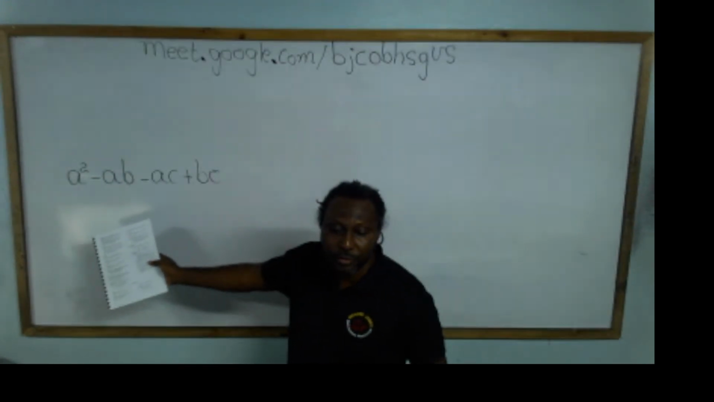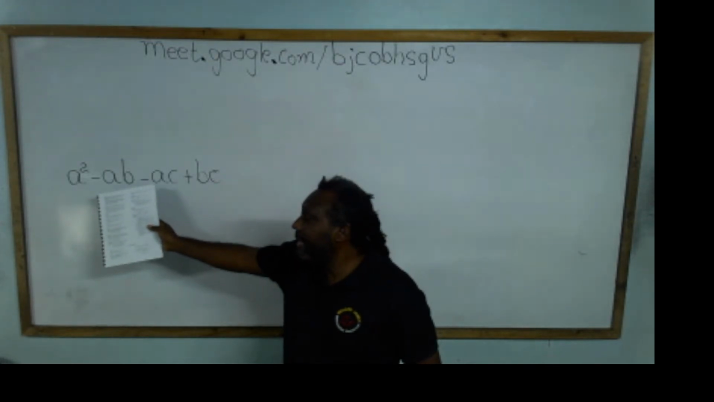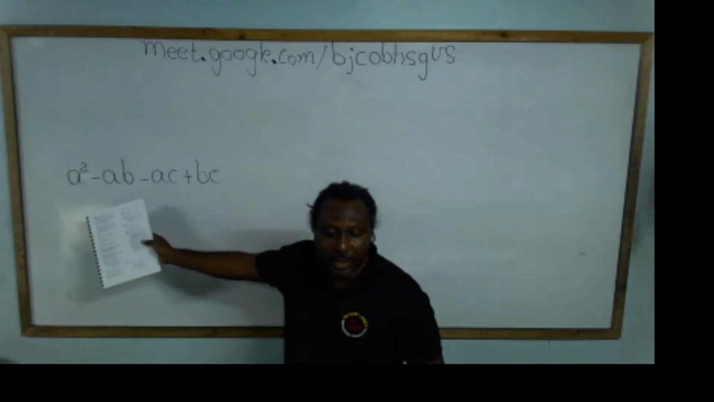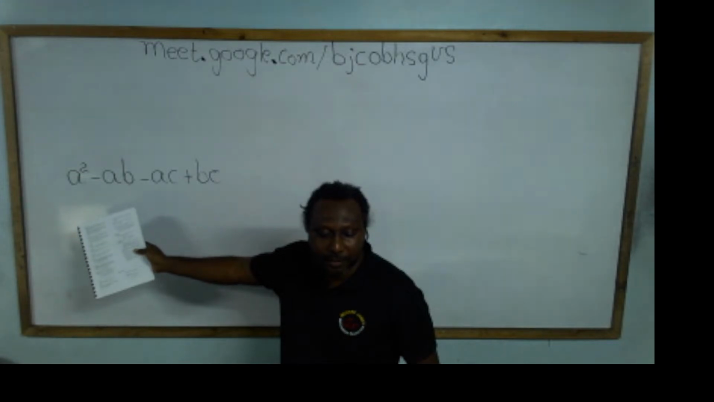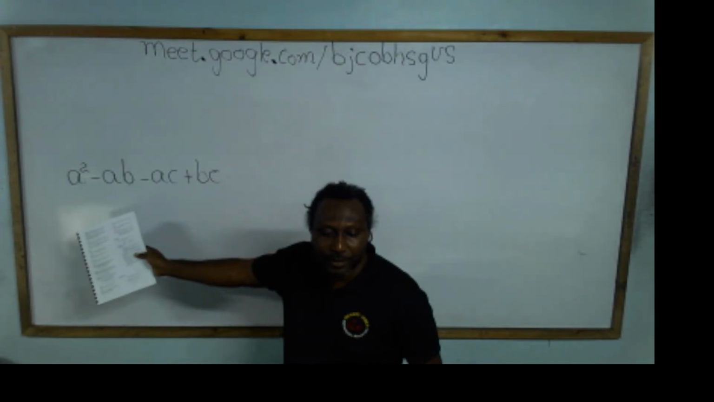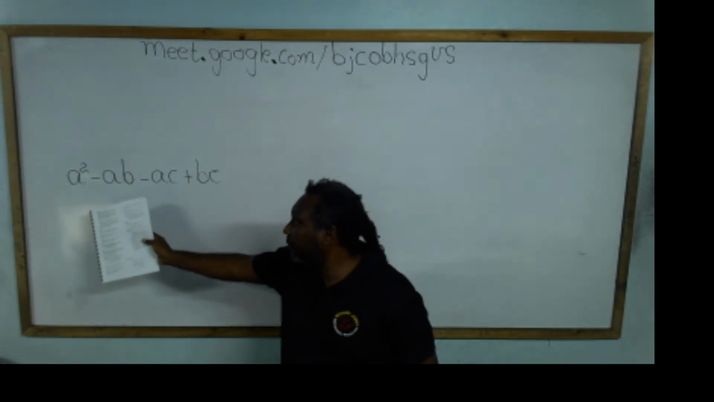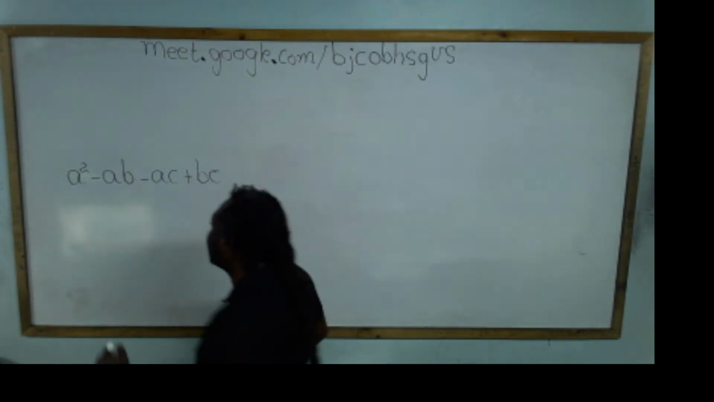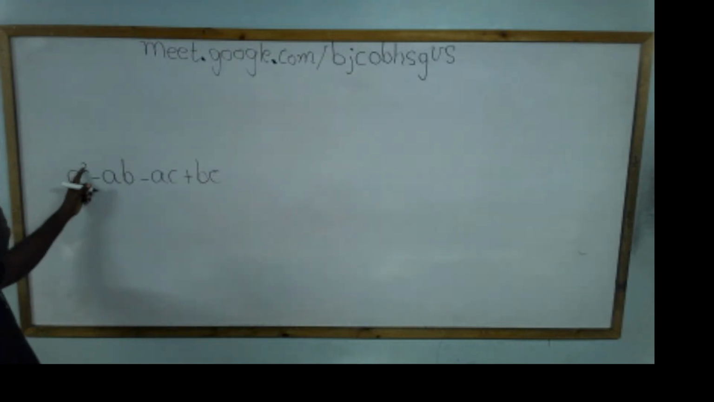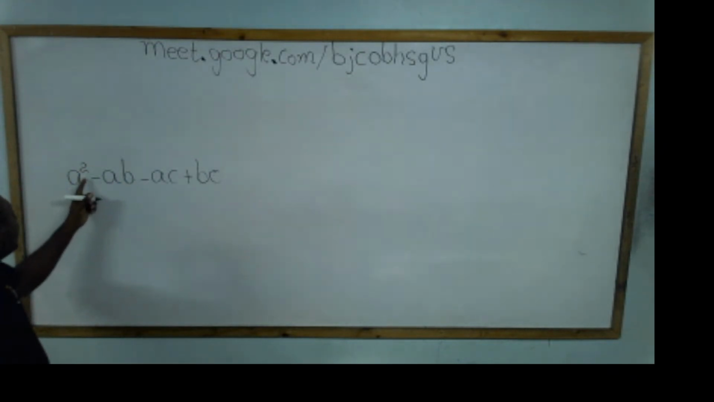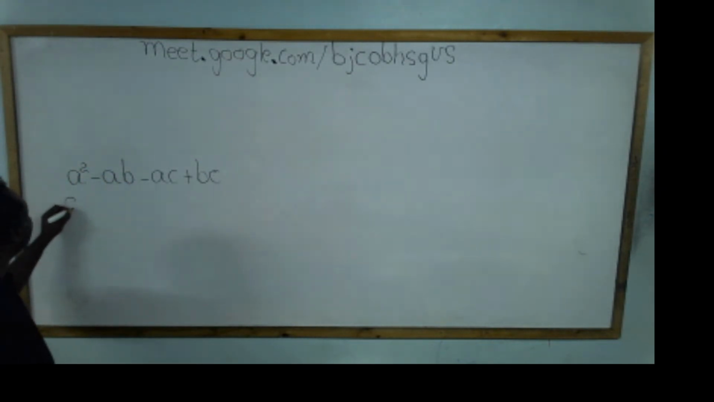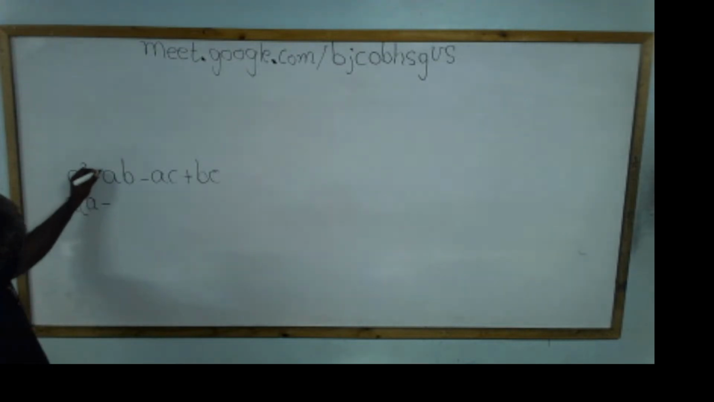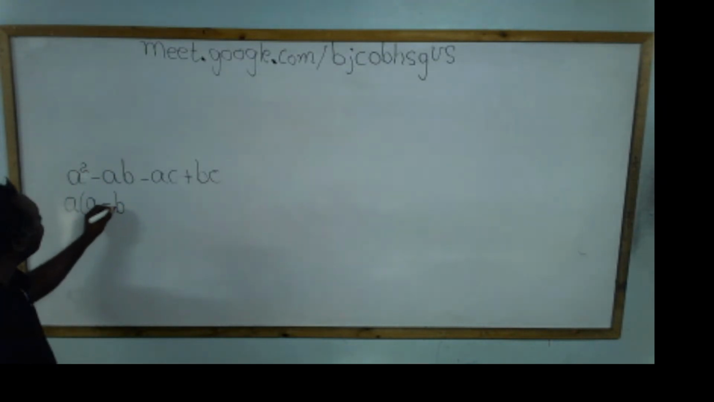So what do we do? We take the first 2 and do our regular factorization, because we're factorizing by grouping. So we're going to factorize these 2. What is common in a squared and ab? A is common. And a into a squared is a. And here, the a will cancel the a and we have b left.